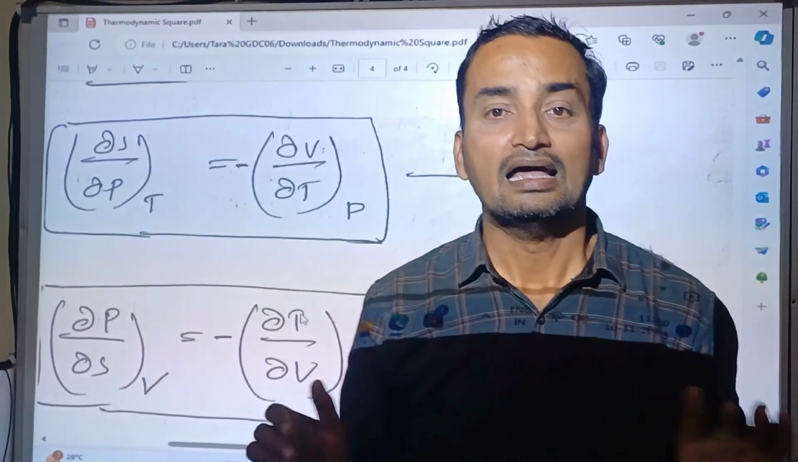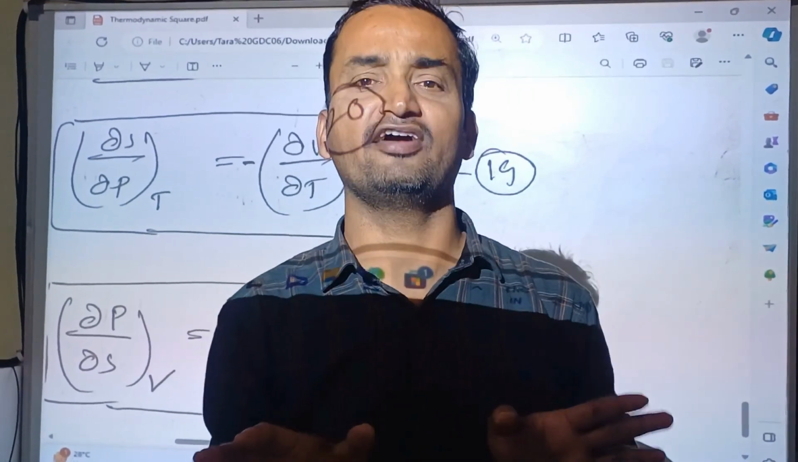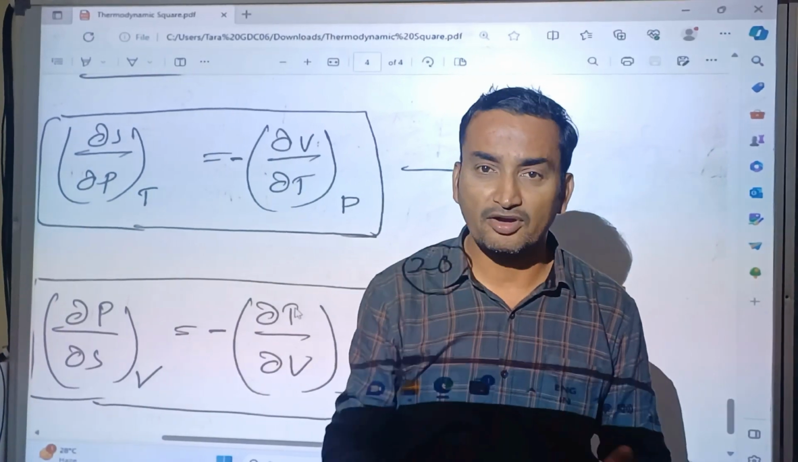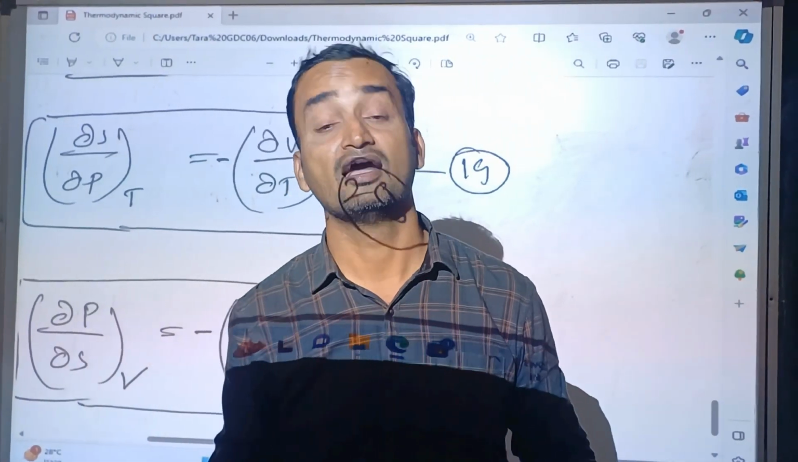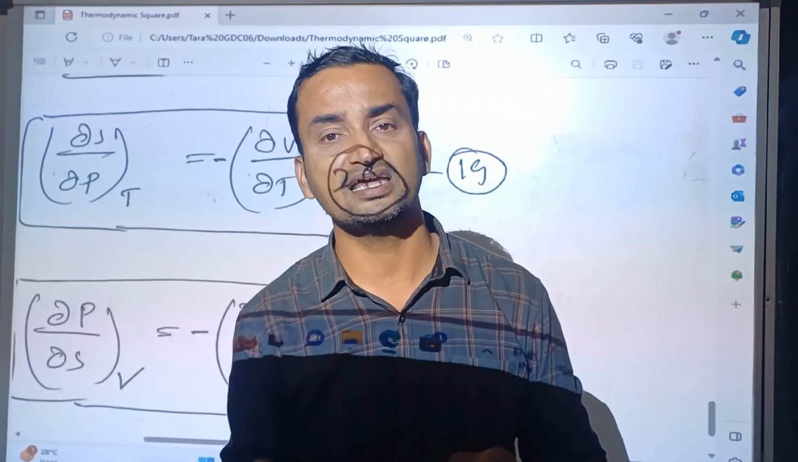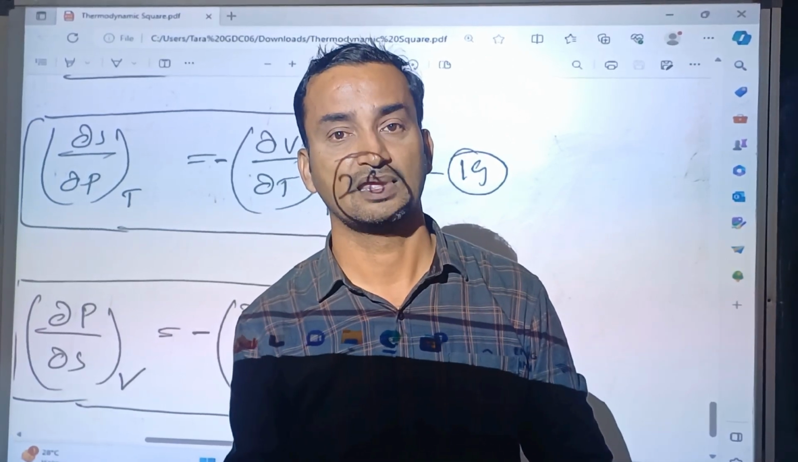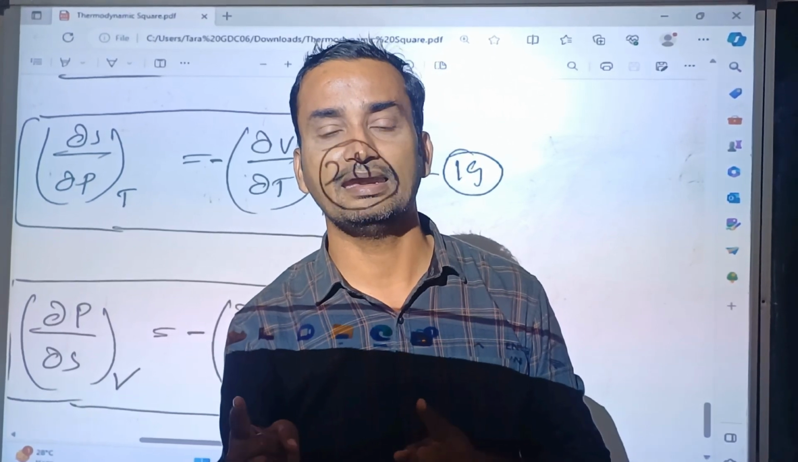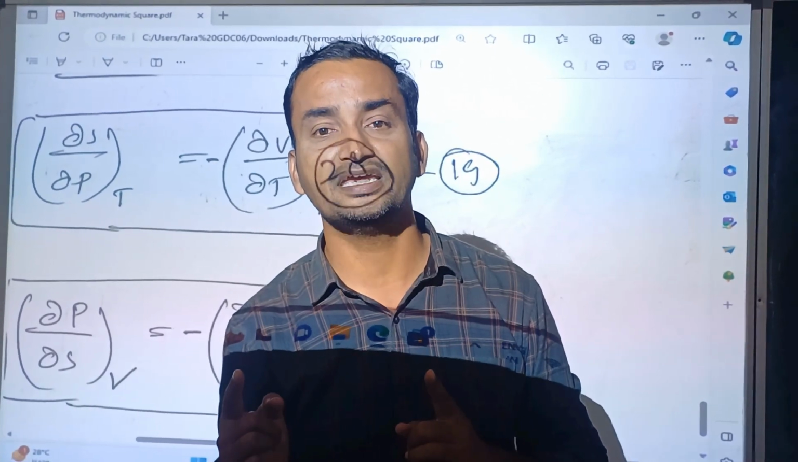So this is the simple thermodynamic square: 4 corners, 4 sides, 4 thermodynamic potentials, 4 variables. From this we have derived 20 important relations which are very important for your JEE Mains 24, NEET 24 and also JEE Advanced 24.